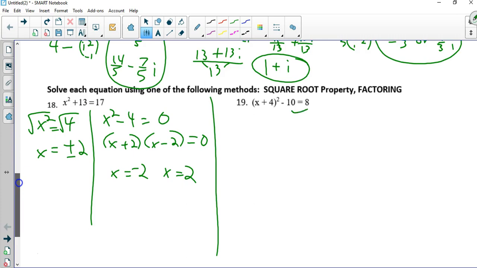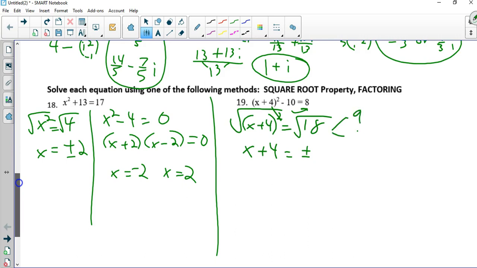I'm going to move the negative 10 over, so I get x plus 4 squared equals 18. Square root both of those, cancels. x plus 4 equals plus or minus. Remember, this is going to break down to 9 and 2. 3 root 2. Then I'm going to subtract 4 from both sides and get x equals negative 4 plus or minus 3 root 2.